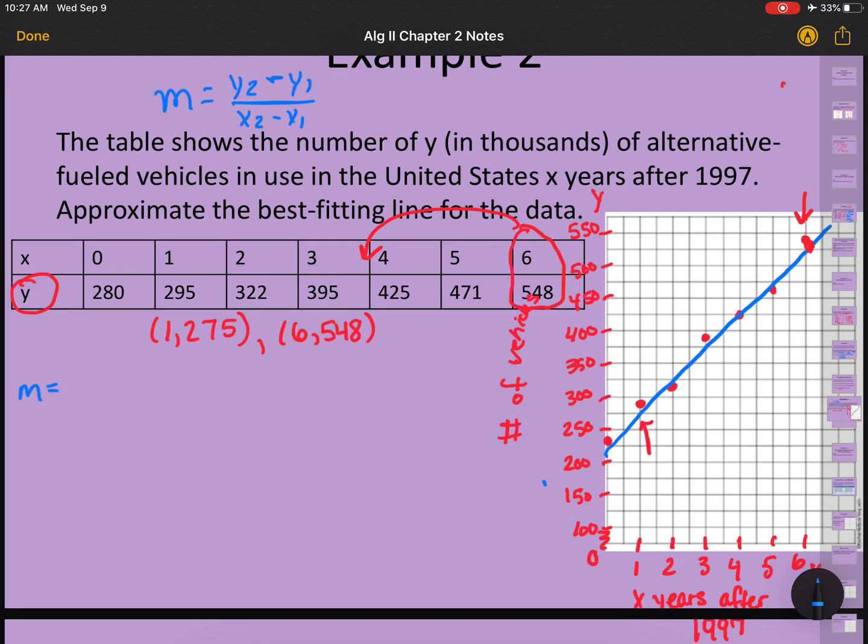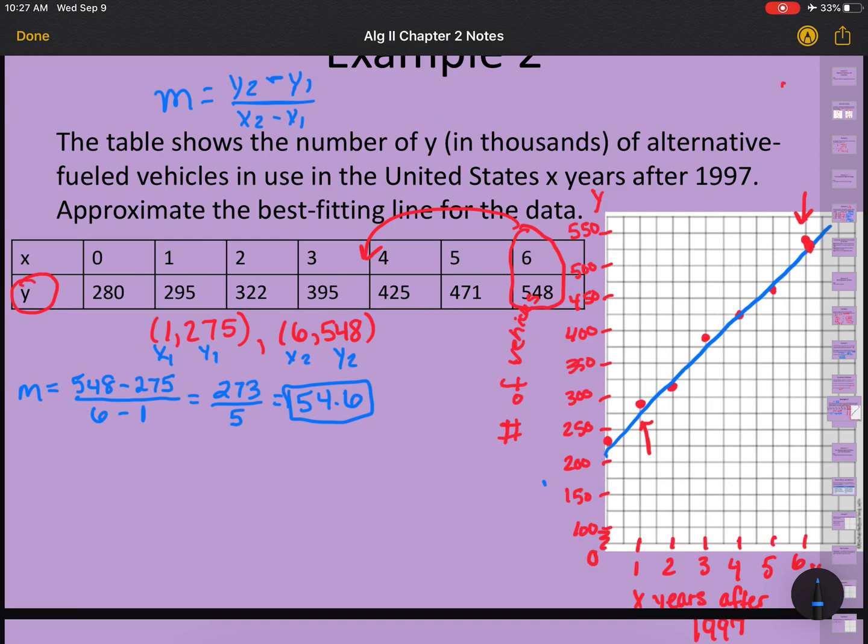All right, so if I label these x1, y1, x2, y2, 548 is first for y2, minus y1, which is 275. And then x2 is 6, subtract out 1, which is your x1. Well, 548 minus 275 is 273 over 6 minus 1, which is 5. So if you divide these, that is roughly 54.6 as your slope.